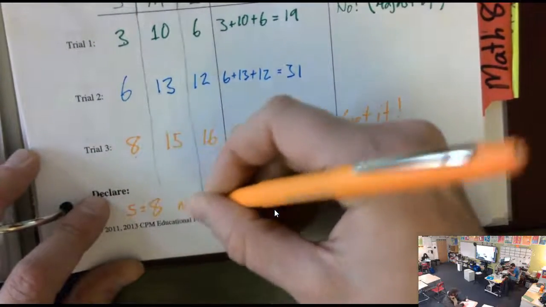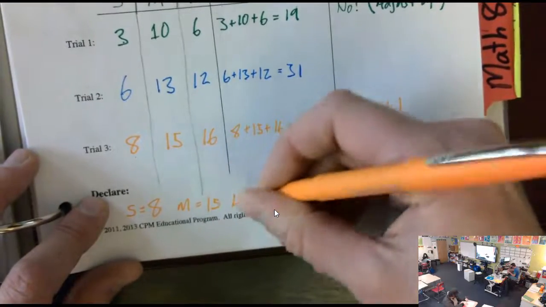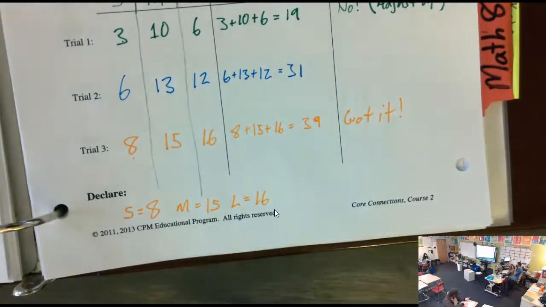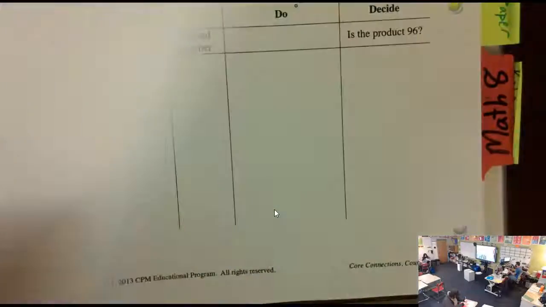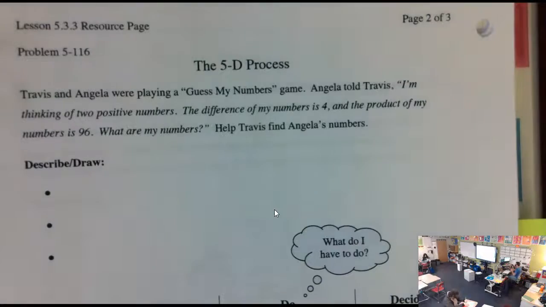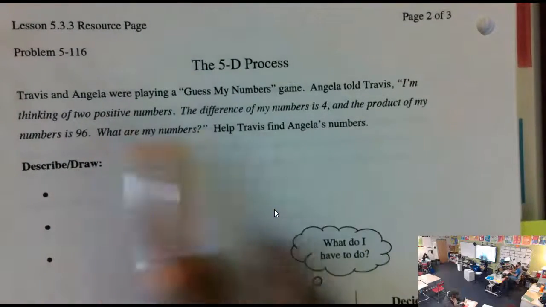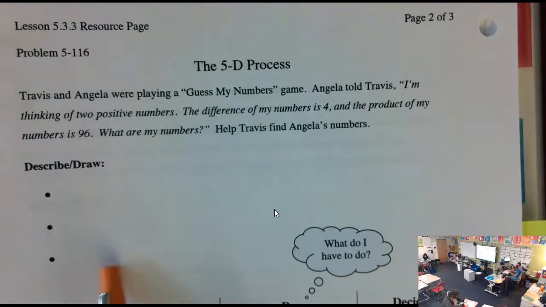S is 8. M is 15. And L is 16. That is our declaration because we figured it out. I'm not even going to help you get started. Flip to the back and look at Travis and Angela. Remember, we're going to highlight or underline stuff and then write it down mathematically.